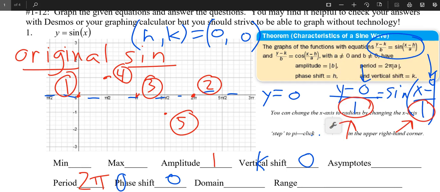What's the question? Oh, I heard something over here. Yes? What? Okay.